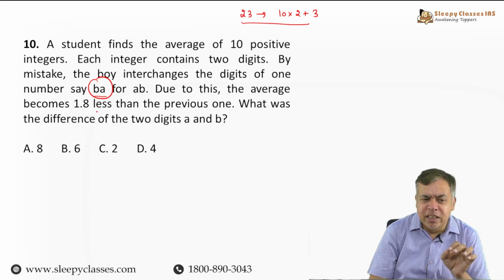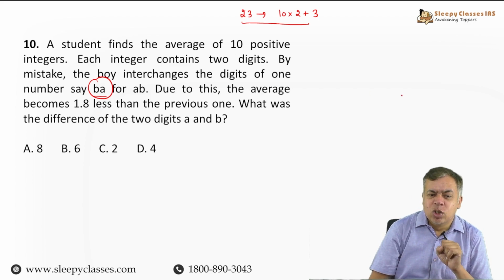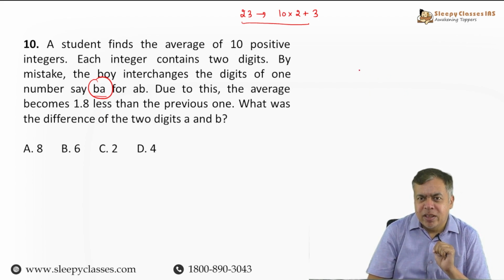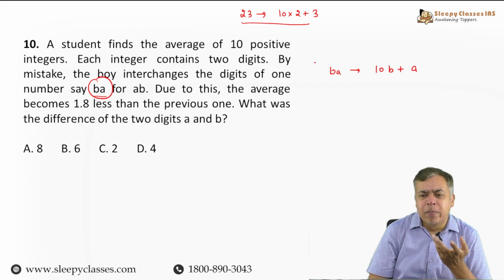this number interchanging the digit of the number, say BA for AB, so the number BA, right? The actual meaning of BA was 10B plus A. In its place, what did he replace it with? Replaced with AB. AB means 10A plus B.